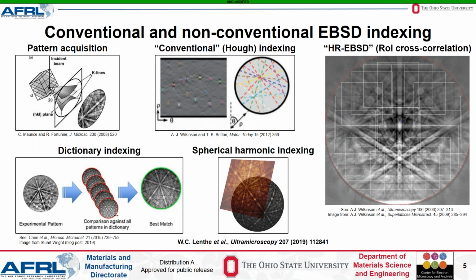The next technique, commonly referred to as high-resolution EBSD, was introduced in a 2006 paper by Wilkinson, Meaden, and Dingley. Pairs of EBSD patterns are compared using image cross-correlation in multiple subregions, with an example of such subregions shown as the white squares in the figure here.